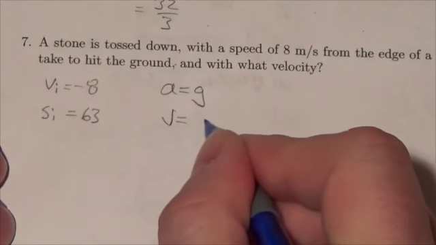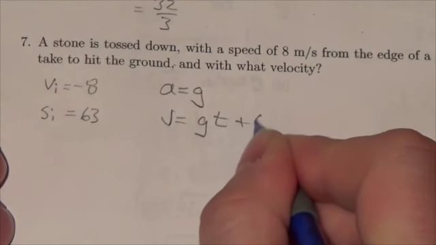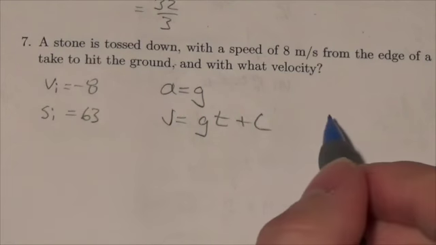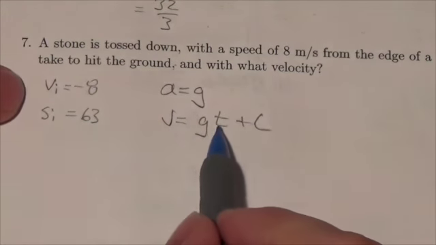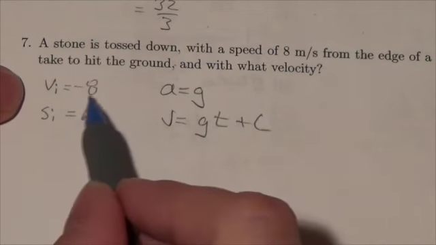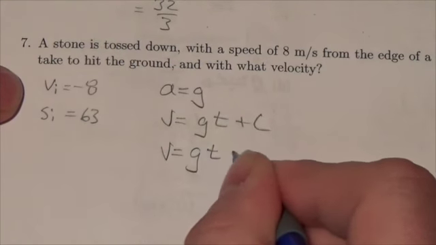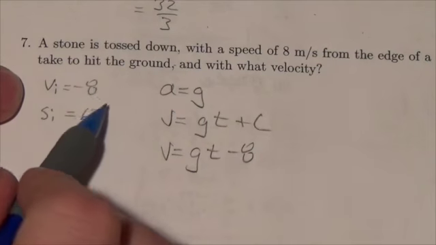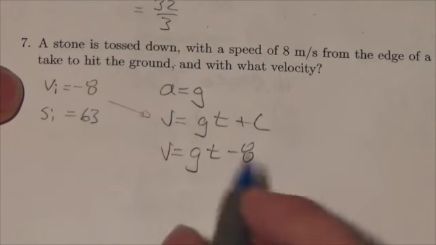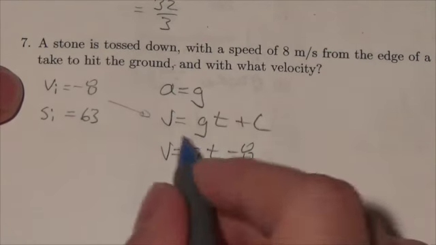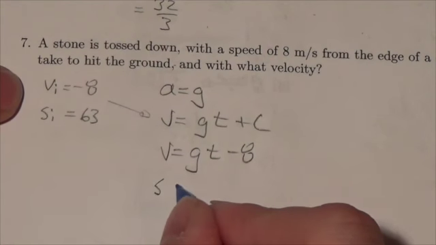So velocity is going to equal gt plus c. But we do have some initial information here. We know that if time is equal to 0, c must be equal to -8. So therefore, velocity is equal to gt minus 8. So we're able to use that little bit of information right there. Now we integrate again, or find the antiderivative, to get to displacement.